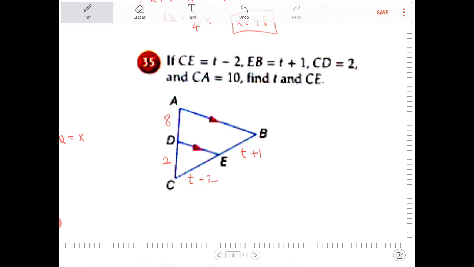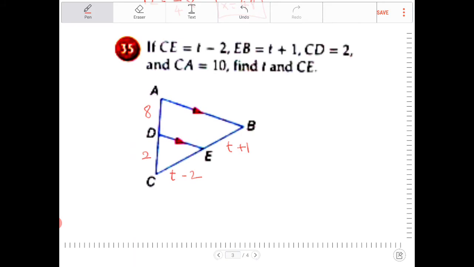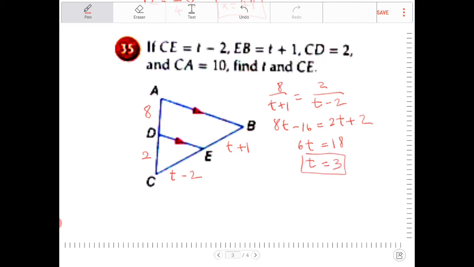Find T and CE. Okay, so I can say 8 over t plus 1 is equal to 2 over t minus 2. Cross multiply, we end up with 8t minus 16 is equal to 2t plus 2. Subtract 2t, I end up with 6t. Add 16, I end up with 18. Divide by 6, I end up with 3. T is equal to 3. So to find CE, I substitute 3 in. I end up with CE is equal to 1.